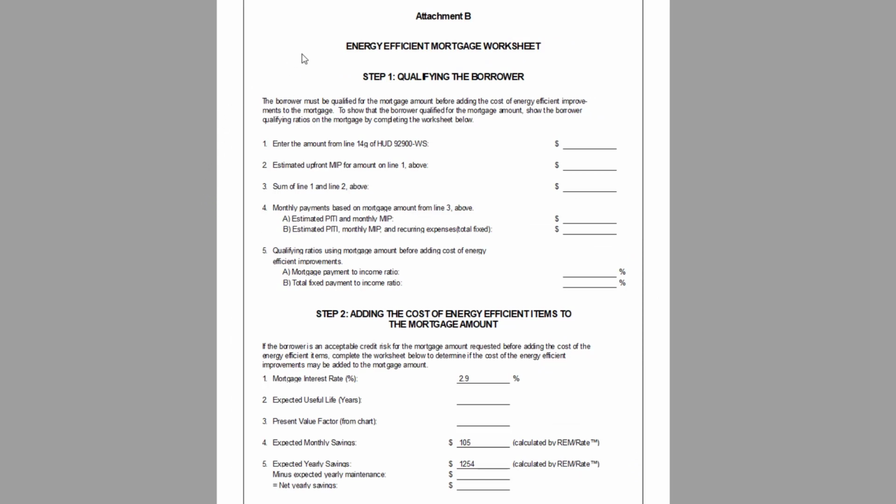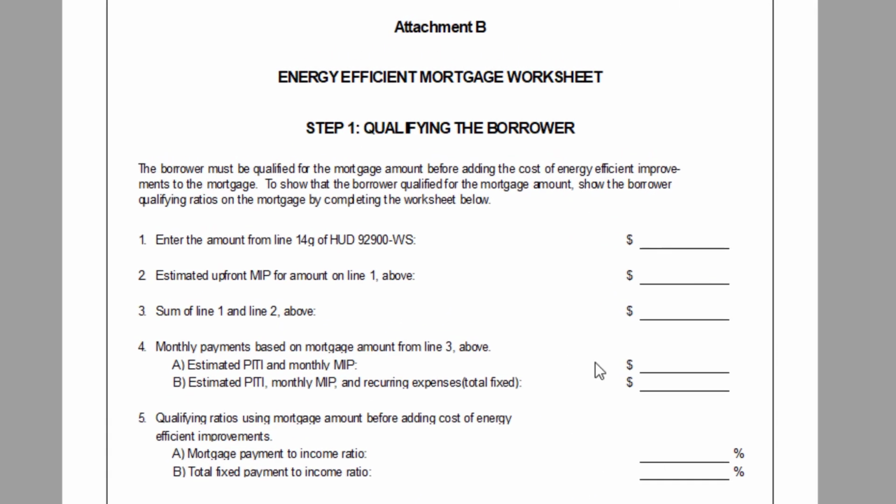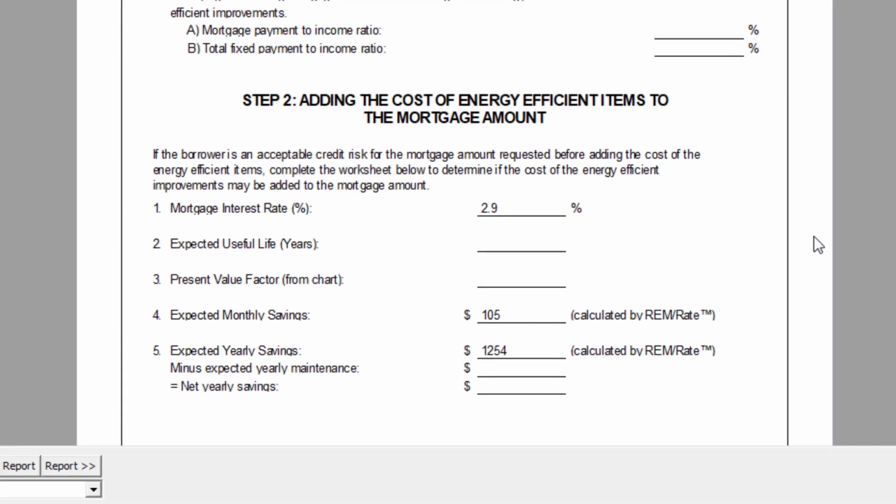This is the energy efficient mortgage worksheet. An energy mortgage has a couple steps. The first step is the buyer has to be qualified, and that is all filled out by the bank. And the second step is the qualification of the house. As we like to say, the buyer qualifies for the mortgage, but the house qualifies for the energy mortgage. The energy mortgage information is calculated and inserted into the form by REM/Rate.